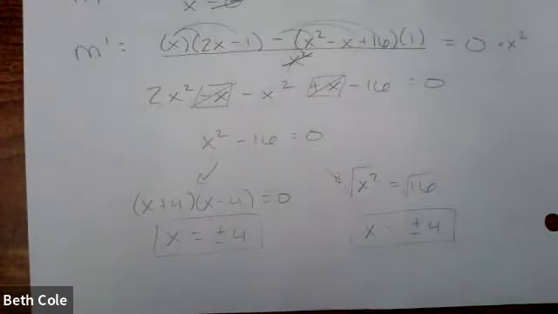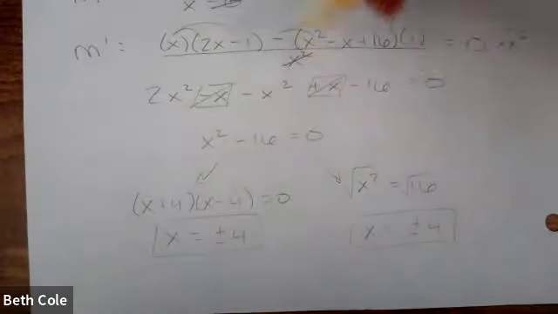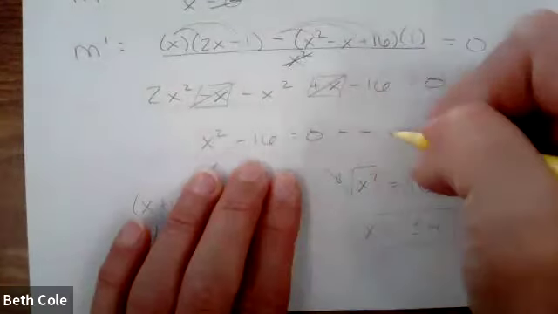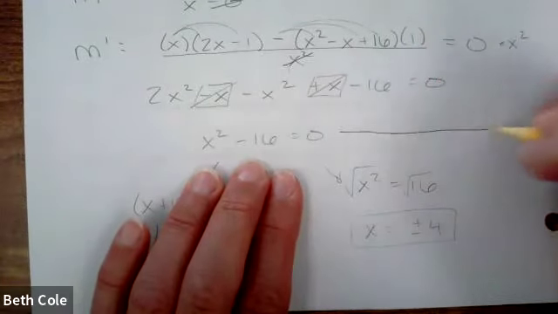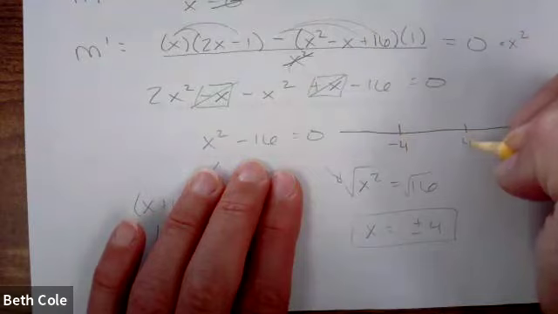Is it okay to get 2 answers? Well, let's see. Actually, we're going to need to check that, aren't we? I hadn't thought about that. It says we want the minimum slope. So let's make a number line for our derivative, our x squared minus 16. If I make a little number line for that, I've got negative 4 and positive 4.